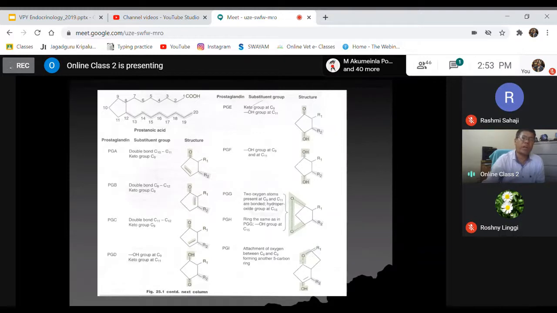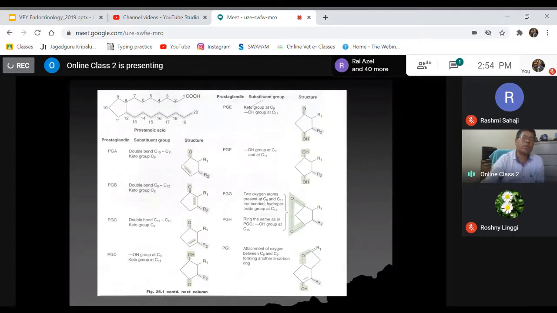When different groups are attached, it forms the different types of prostaglandins. Let's see here in the PGA, prostaglandin A. Here the double bond is present between carbon number 10 and 11. And secondly, a keto group is attached to carbon number 9. So when a keto group is attached to carbon number 9 and the double bond is present between carbon number 10 and 11, it becomes PGA.